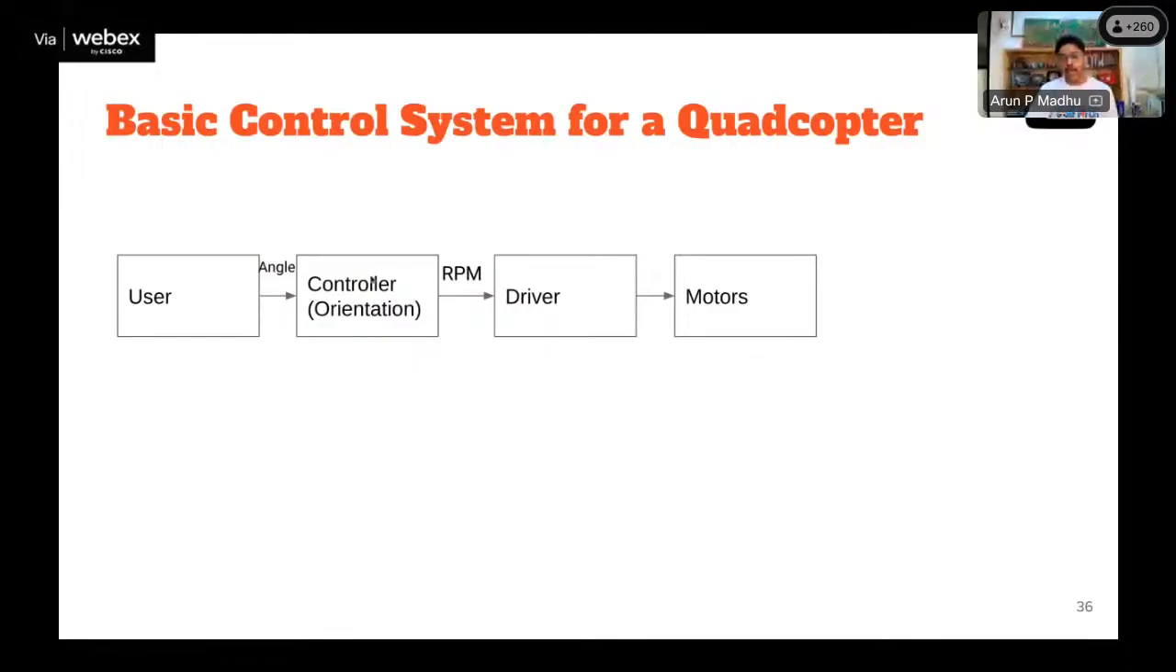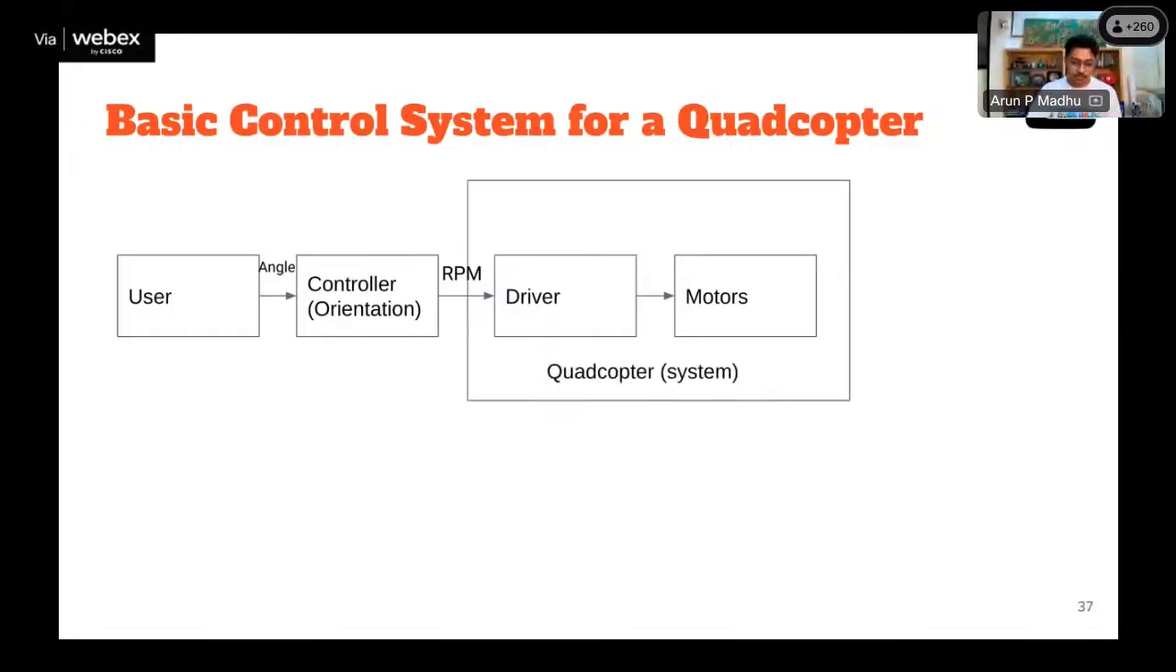So can the user give angles? That is the second question. Angles are like, if you want to pitch forward, backward, or roll left or right, you need to do it at an angle. You need to pitch at an angle, let's say 10 degrees pitch. Then the drone will be able to move forward. If you want to move left or right, you again roll at 12 degrees or something like that. So can the user give angle commands directly? No. Then what do we need?